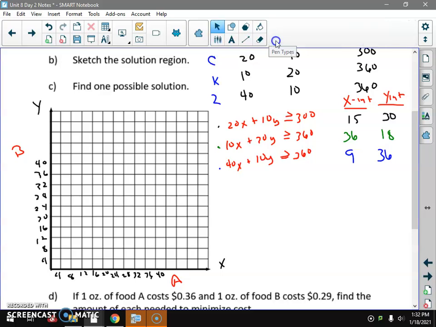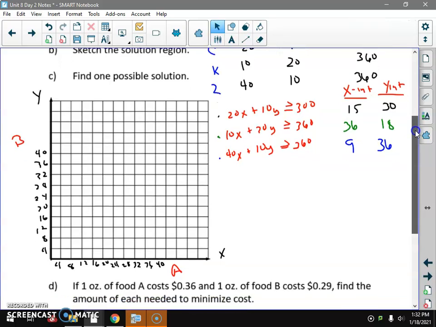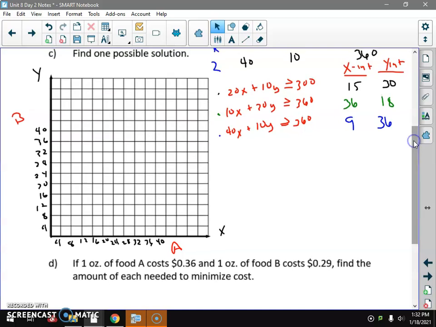So let's do the black line first. It has an x-intercept of 15 and a y-intercept of 30. 15 is about there. 30 is about there. We're going to connect those with a nice straight black line there to there. And it's a minimum daily allowance, so therefore we're going to shade up. So if I was going to put an arrow on, it would be up and to the right.